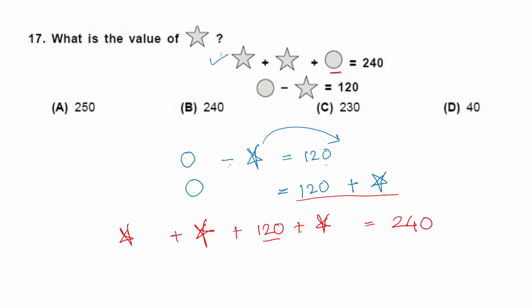Now I will reduce 120 from both sides. So this star plus star, 3 stars, is equal to 240 minus 120 because I'm reducing 120 from both sides. So I'm left with 120 on the right hand side. And now to find star, I need to divide both sides by 3. So 120 divided by 3 is 40. So my answer, the value of star, is option D, 40. Next question.